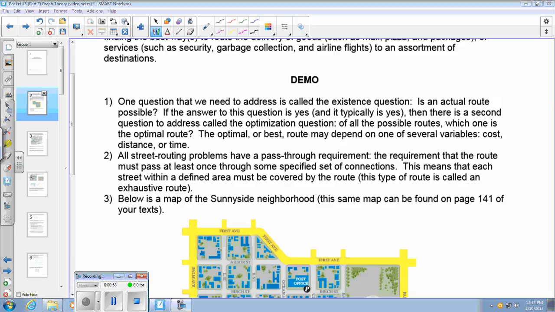Okay, all street routing problems have a pass-through requirement, the requirement that the route must pass at least once through some specified set of connections. This means that each street within a defined area must be covered by the route, and this type of route is called an exhaustive route.